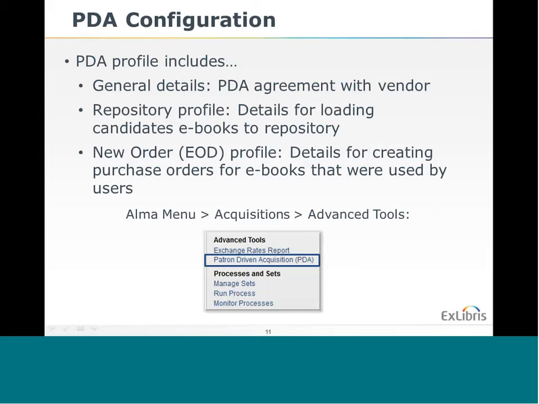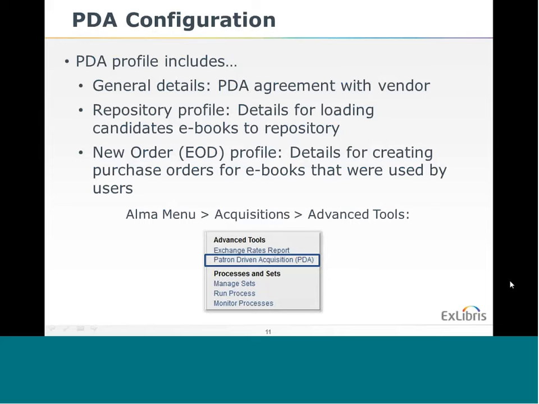Secondly, it consists of a repository profile. And this is an import profile that will load candidate ebooks to the repository. And then lastly, it has a new order or embedded order data, EOD profile. And that's an import profile that will create the purchase order lines for ebooks that were used by patrons.